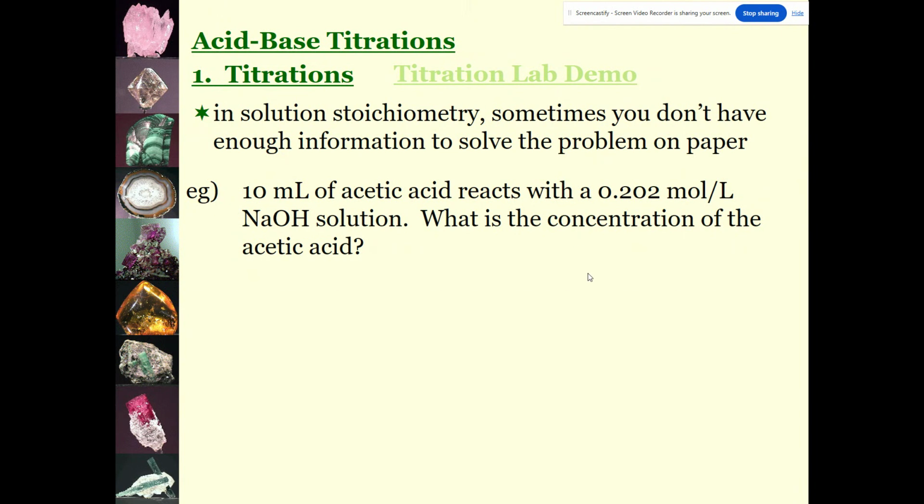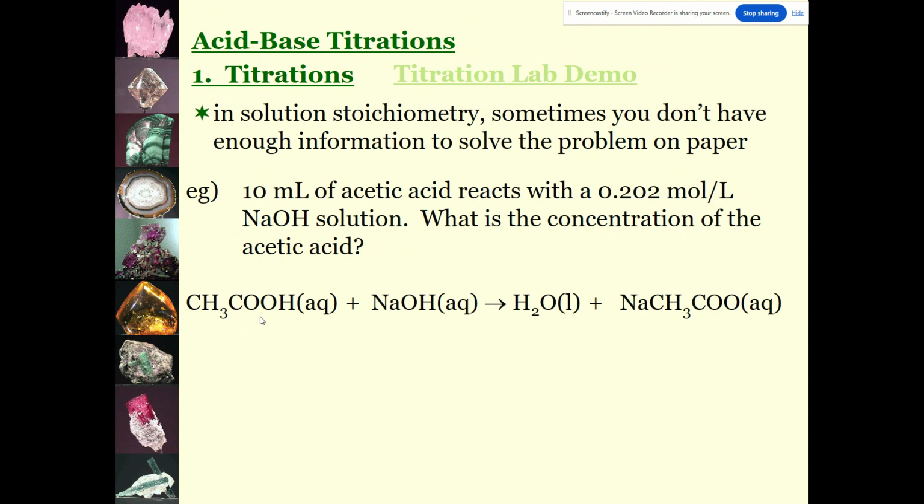So if I write out this reaction, my acetic acid and sodium hydroxide, this will be a double replacement reaction, making water and sodium acetate. If I write down the information I have and what I want to find, the concentration of the acetic acid, I know the volume of it reacting is 0.0100 liters. That's 10 milliliters converted into liters. I know the concentration of the sodium hydroxide, but in order to find the moles of at least one of them, I need to also know the volume, okay?